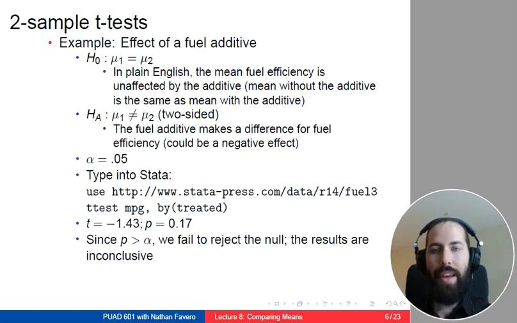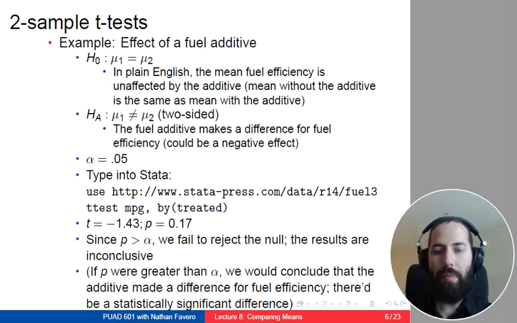And anytime we fail to reject the null hypothesis, our results are inconclusive. In other words, we can't conclude that the fuel additive makes a difference, because we have too small of a sample, and the difference between the two groups is too small based on our sample size to conclude that it's a difference that's actually being caused by the fuel additive and not just random noise that comes about when we try to measure gas fuel efficiency.